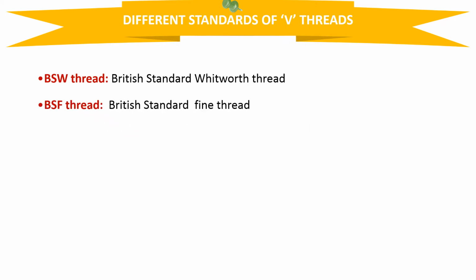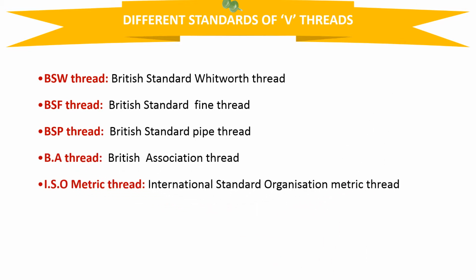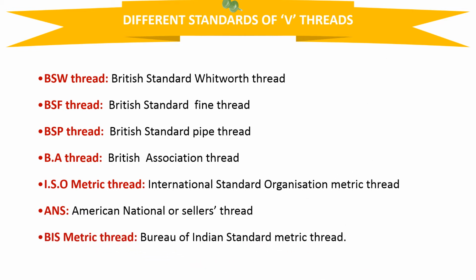Different standards of V-threads. BSW thread, British Standard Whitworth thread. BSF thread, British Standard Fine thread. BSP thread, British Standard Pipe thread. BA thread, British Association thread. ISO metric thread, International Standard Organization metric thread. ANS, American National or Sellers thread. BIS metric thread, Bureau of Indian Standard metric thread.